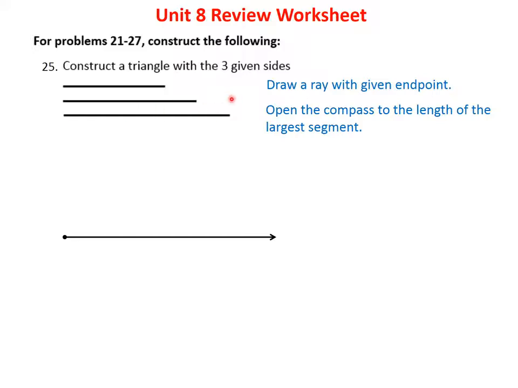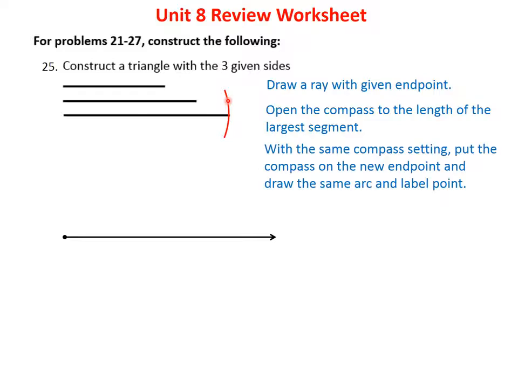So I'm going to come up here and put my compass on this point and measure across to that point. That gives me the length of my largest one. Now I'm going to come down with the same compass setting, put it on the vertex of the ray and reach out here and mark exactly the distance of that segment. If I can label that, that's 1 point there.